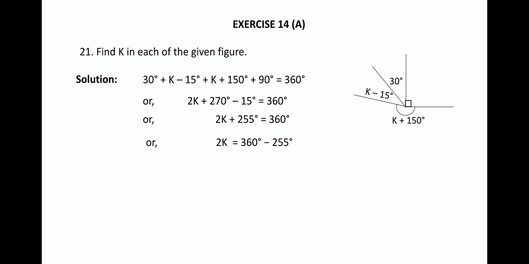In the next step, this 255 comes towards the right, so its sign changes, 360 minus 255 degrees. So we'll get 2k is equal to 360 minus 255, which is 105 degrees. In the next step, 2 goes to the right hand side, so it is 105 degrees divided by 2. When you divide, you'll get 52.5 as the value of k. So the answer is k is equal to 52.5 degrees, or you can say 52 degrees 30 minutes.